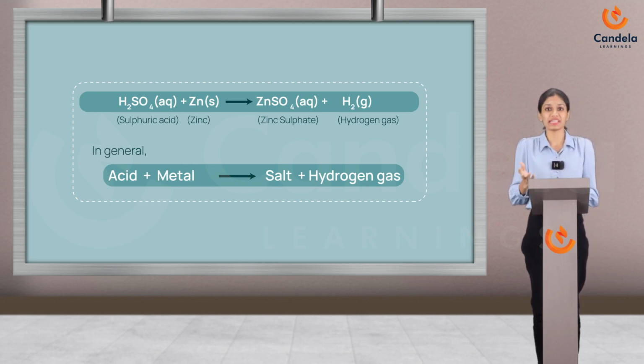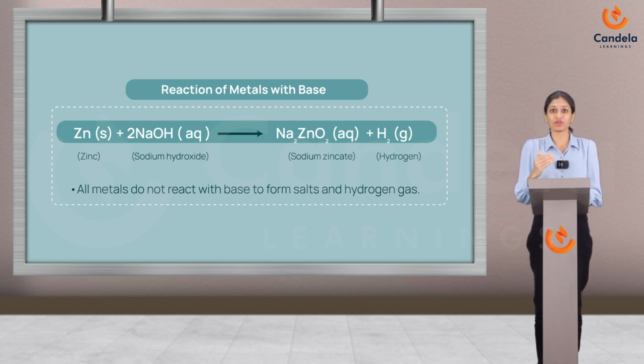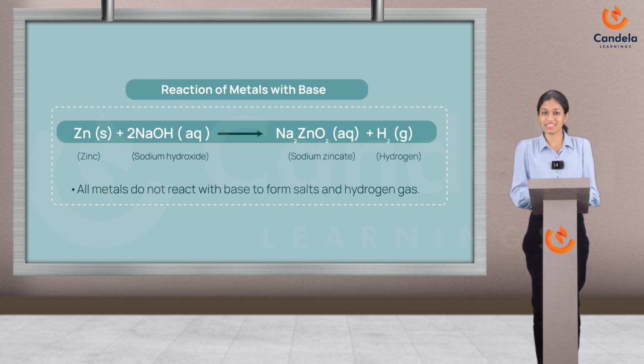Or in general, we can say that when a metal reacts with an acid, we will be getting a salt plus hydrogen gas. Now what about bases? What happens when a base reacts with metals? When a base reacts with a metal, we will be getting a salt and hydrogen gas. For example, when sodium hydroxide reacts with zinc, we will be getting sodium zincate and hydrogen gas. However, this reaction of base with metal is not possible with all bases or all metals. This is the second property of acids and bases.